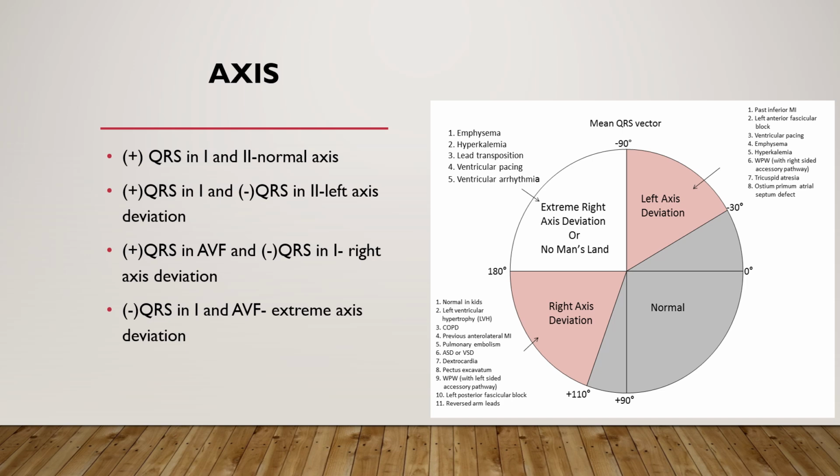And when the QRS is negative in both leads 1 and AVF, it is called an extreme axis deviation. So what conditions are associated with extreme axis deviation? Obviously, misplaced EKG leads. When the misplaced EKG leads, probability is ruled out. Severe right ventricular hypertrophy, ventricular tachycardia, and ventricular ectopy are associated with extreme axis deviation.